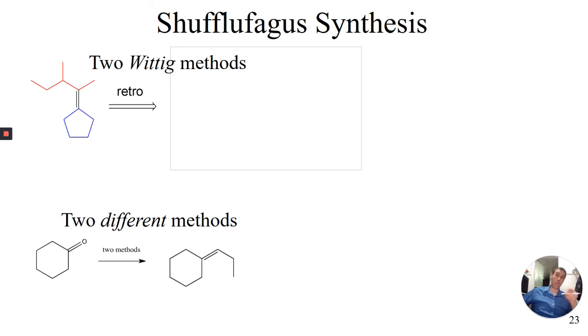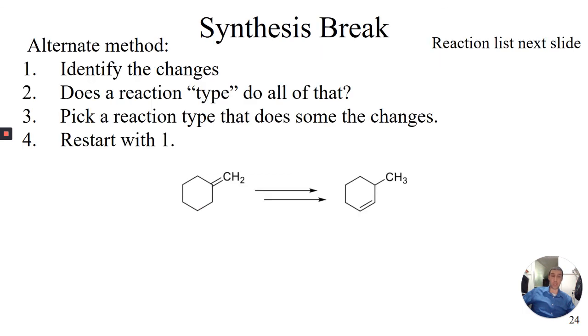The second one, I will argue, it says two different, whereas the top one says two Wittig. The second one, you don't have to do Wittig, which is a big hint for how you could go through and solve that. And I believe with that, we've actually hit the tail end of this.